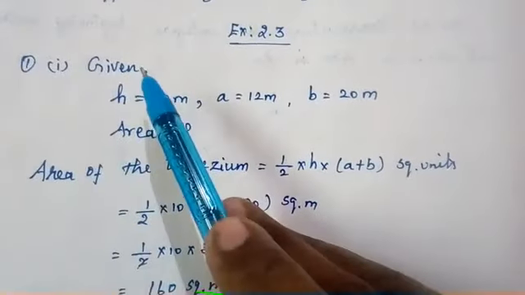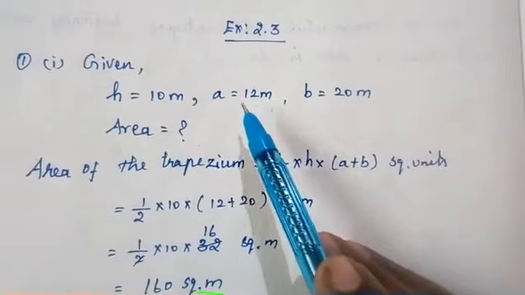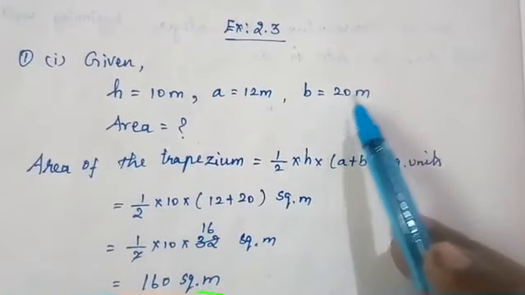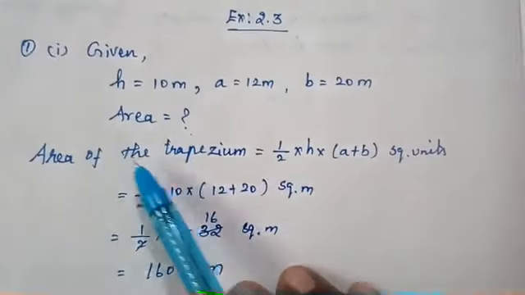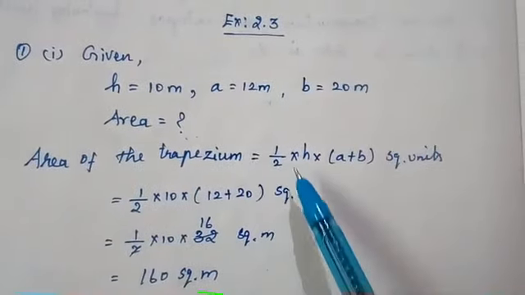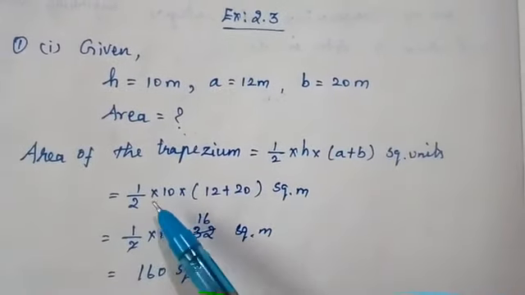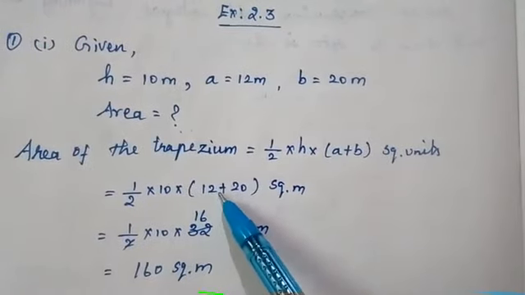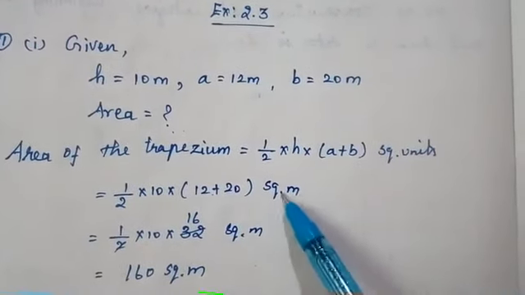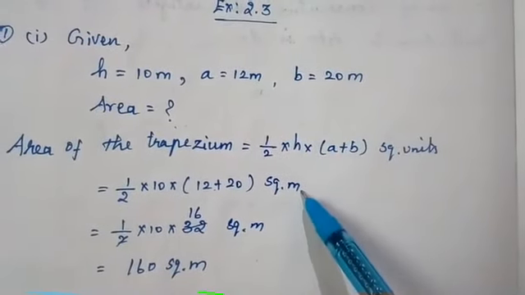First problem: first write what is given. Height, parallel sides A equal to 12 meter, B equal to 20 meter, H is 10 meter. We want to find the area. Write the formula: area of the trapezium equals half into H into A plus B square units. That is half into H value 10 into A value 12, B value 20. What unit is given? Meter. So you write square meter or meter square.